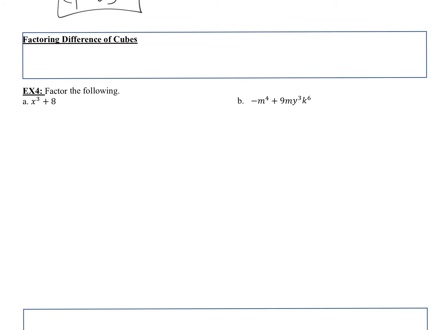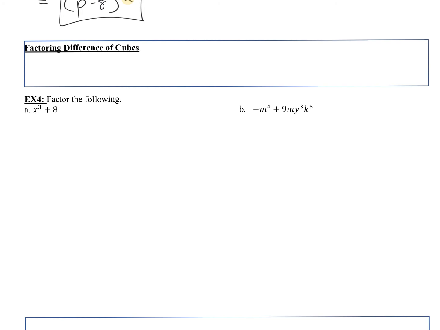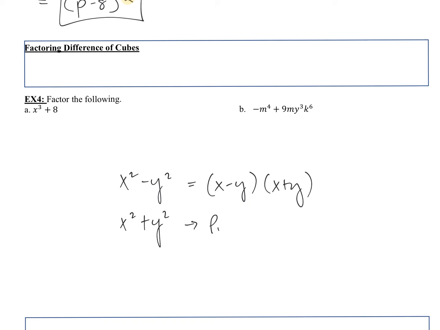So recall, we have the difference of squares, which looks like this. Let me go ahead and write it down. X squared minus y squared. Remember, we factored that into x minus y, x plus y. And then we have the sum of squares, which is x squared plus y squared, and that is prime.